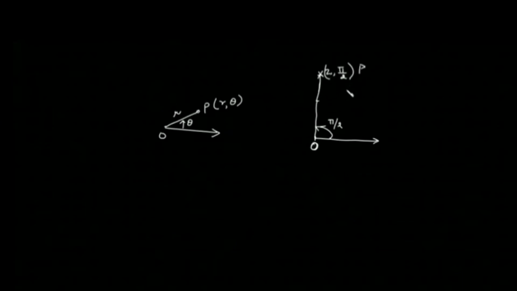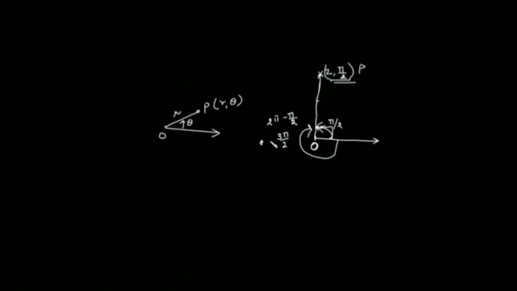So this is point P. After taking a turn of 90 degrees and after covering the distance of 2 steps, we will reach this point. This is one representation of the point P, but one can reach this point by moving another angle. How much angle is this? This is 2 pi minus pi by 2, which is 3 pi by 2.